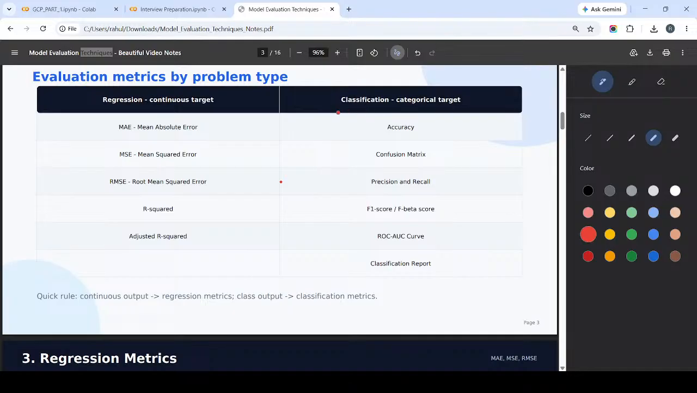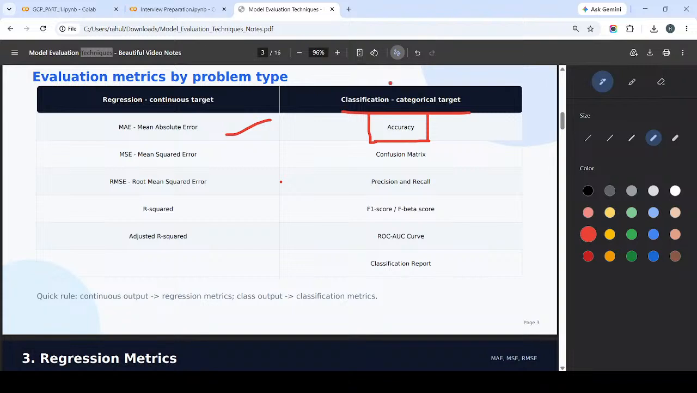Now let's come to classification. So what is accuracy? Accuracy is the ratio of correct predictions to the total number of predictions. In classification, the method is slightly different, because here we don't have continuous values.